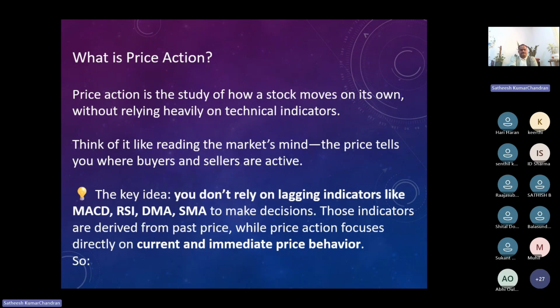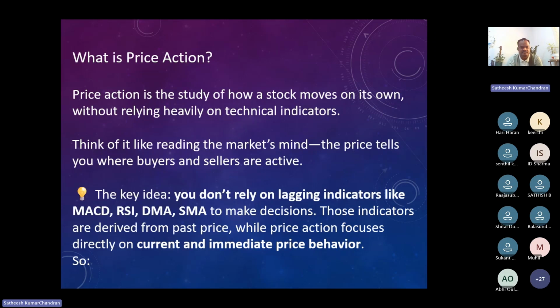Price action is a very crucial method next to volume. Price action is a study of how a stock moves on its own without relying heavily on technical indicators. We don't need to check MACD, RSI, DMA, SMA, nothing. We have to see the price action only. Think of it like reading the market's mind. The price tells you where buyers and sellers are active.